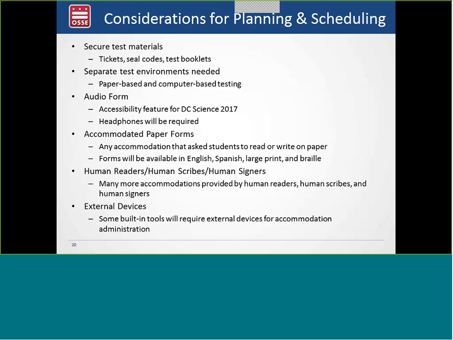Accommodated paper forms. This is any accommodation that asks the student to read or write on paper. We do have accommodated paper forms available in English, Spanish, large print, and Braille. Human readers, human scribes, and human signers. Many more accommodations are provided by human readers, scribes, and signers. And external devices. Some built-in tools will require external devices for accommodation administration.